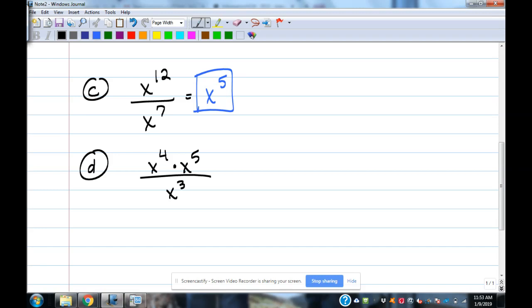Add the exponents. That's exactly right. Several folks saying that. That's good. So that's going to give us x to the what on the top? 4 plus 5 is 9. And then we still got x cubed on the bottom. We hadn't done anything with it yet.